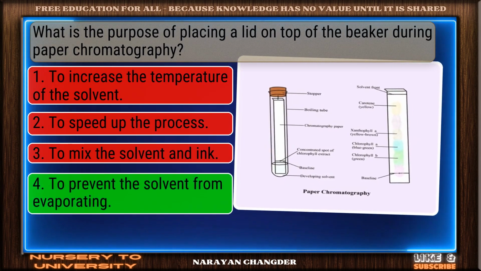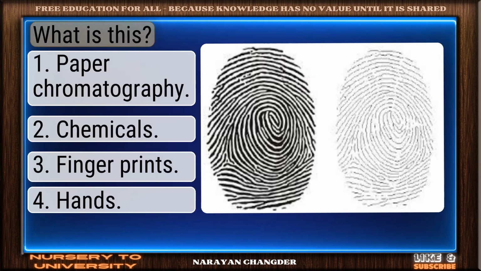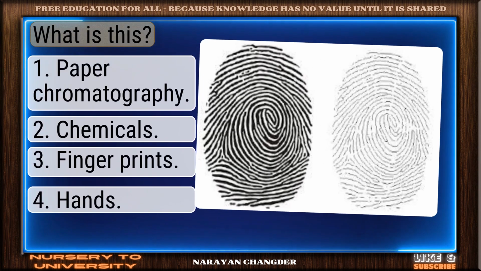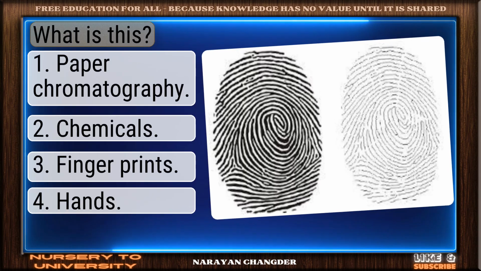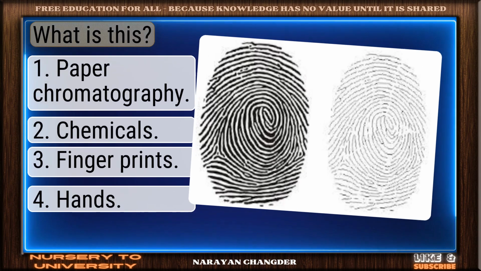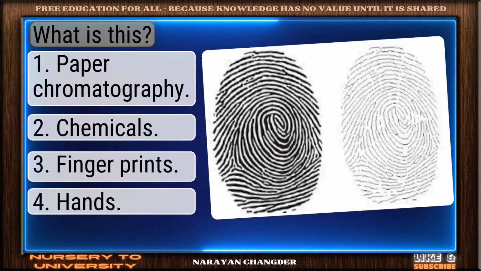Great job! To prevent the solvent from evaporating. What is this? Option 1, paper chromatography. Option 2, chemicals. Option 3, fingerprints. Option 4, hands.